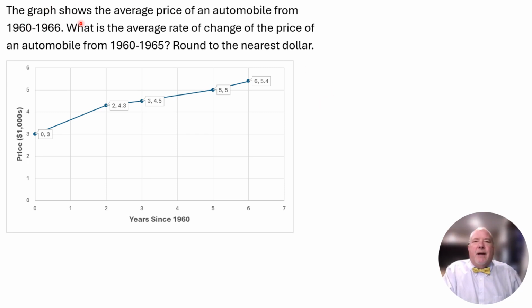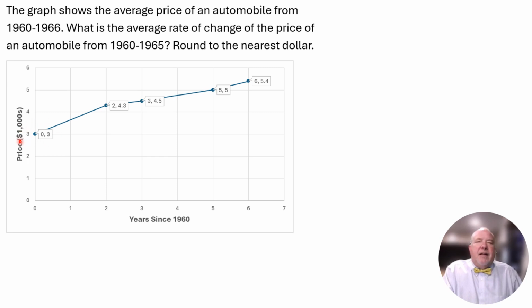All right, so it says the graph shows the average price of an automobile from 1960 to 1966. What is the average rate of change of the price of an automobile from 1960 to 1965? So we're interested in the rate of change from 1960 to 1965. So 1960 would be year zero here because it says years since 1960.